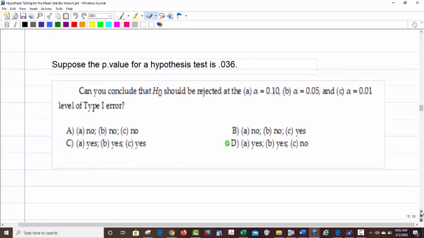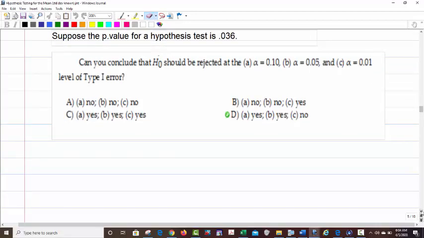All right, this is an interesting question here. I like this. Suppose you're given the p-value for the hypothesis test of 0.036. Now, can you conclude, should the H0 be rejected at the following levels of significance? 0.10, 0.05, 0.01. Now, there's several ways you can go about it. You test it one by one, and all we're doing is just comparing the p-value to each individual level of significance.